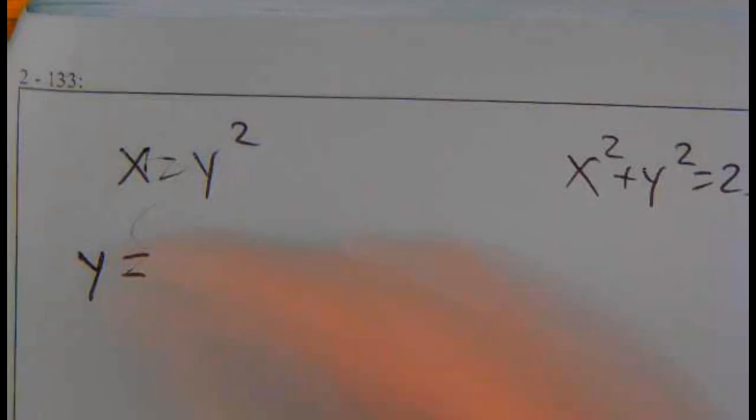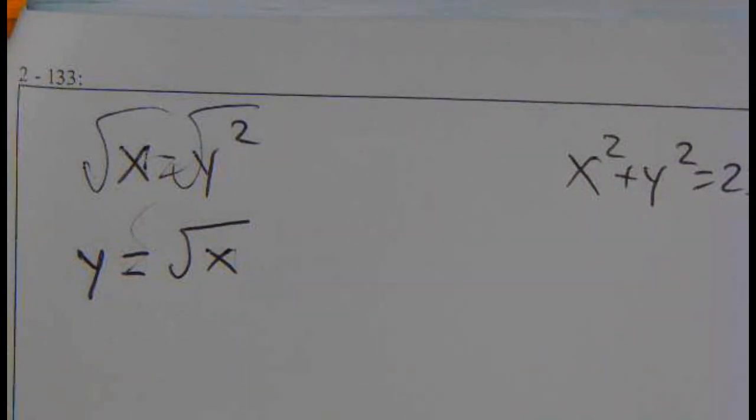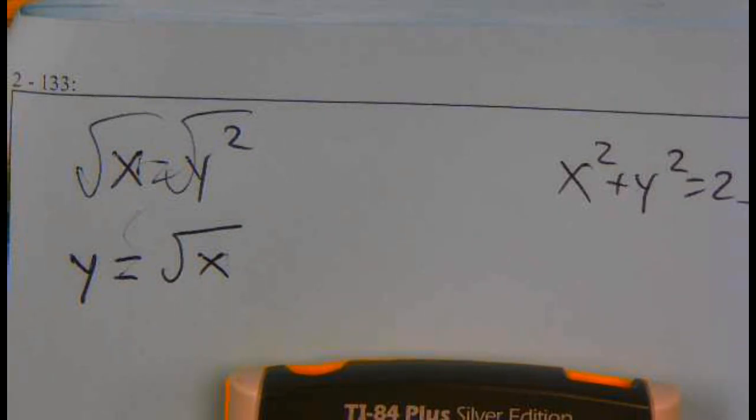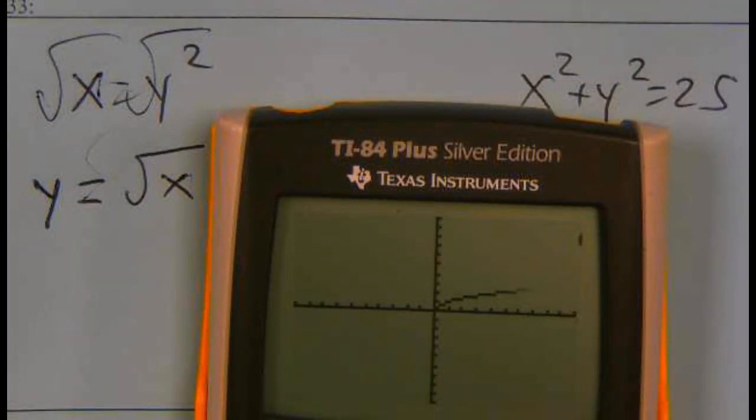Y equals square root of x, right? But here's the problem. If I type y equals the square root of x, you already know what the square root of x looks like, don't you? If I type it into my calculator, here it is. Oop, there it is. Y equals the square root of x. We've already seen that's a square root function, right? So why is it not showing the full sideways parabola?